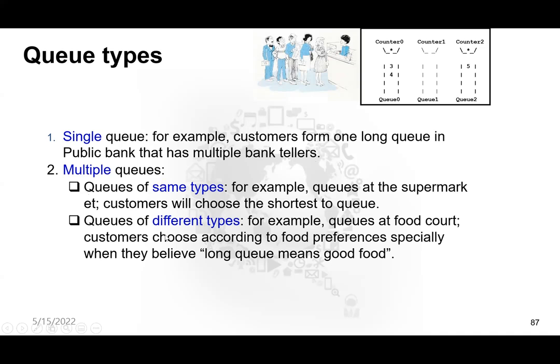For multiple queues, there are two types. One where all the queues are of the same type, for example when you queue up to pay in a supermarket. Because there are so many queues, every counter has one, so usually you will choose which one is the shortest, then join it. Or you can have multiple queues where every counter has a different type of queue, like the queues at the food court where every store is selling different food, and every store also has its own queue.